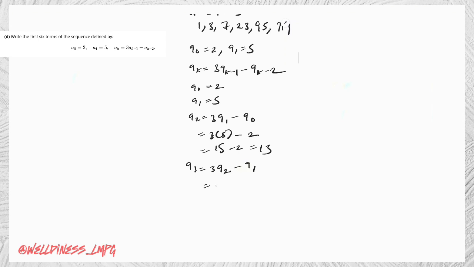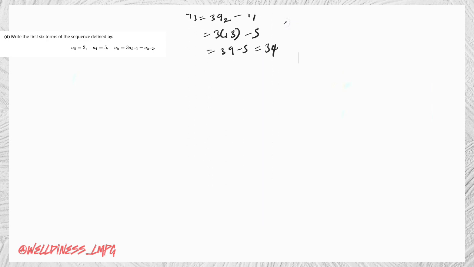Now our A3, all you have to do is substitute 3 everywhere you have K. So that will be 3 times A(3 minus 1), which will give you 3A2, minus A(3 minus 2), which will give you A1. So that will give you 3 times 13 minus, we know our A1 is 5. So 3 times 13 is 39, minus 5 will give you 34.